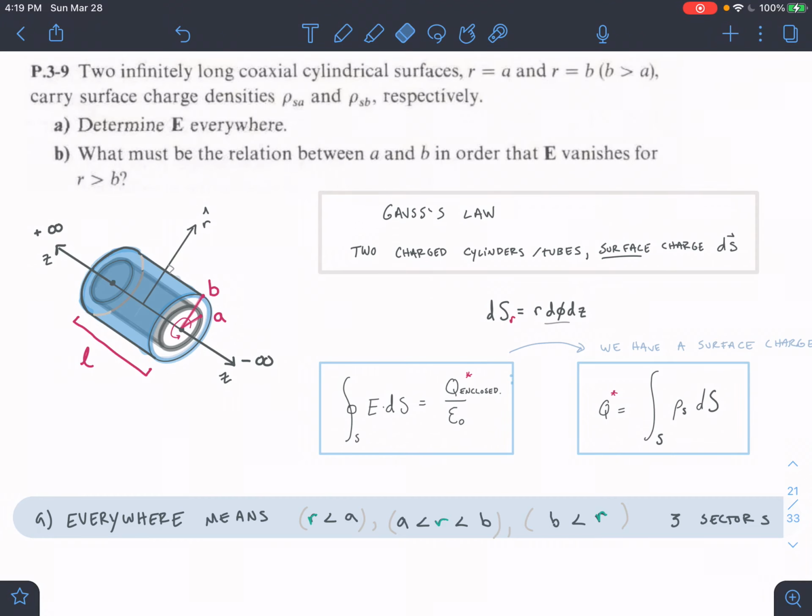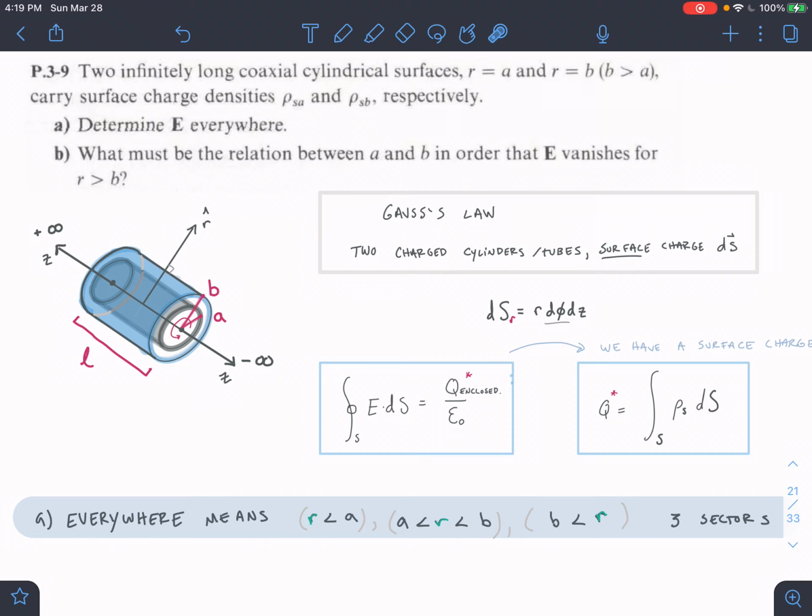All right, so this is problem 3-9. We have two infinite cylinders nested inside of each other, two infinitely long coaxial cylindrical surfaces. They're just hollow cylinders with a radius of A and a radius of B. B is larger than A, so it's on the outside.